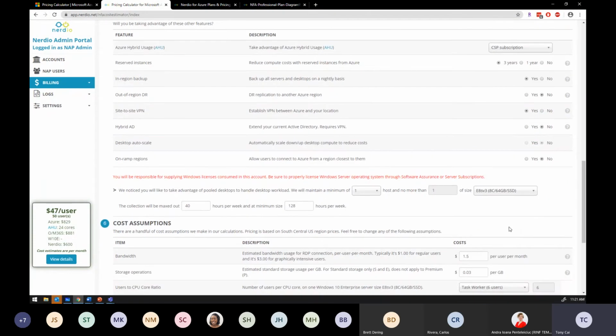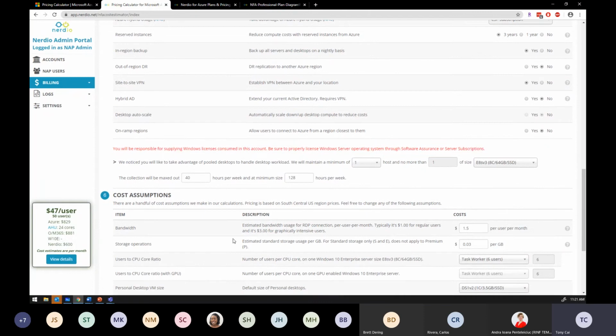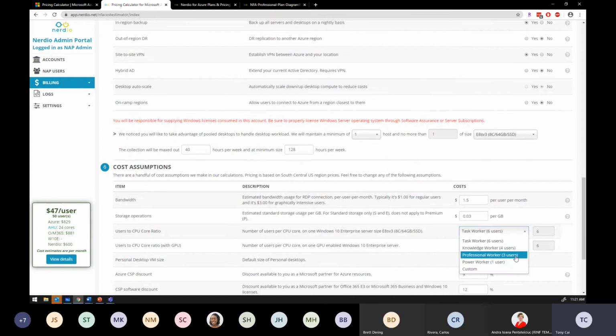So can 50 users fit in one 8-core 64 gig machine? Probably not, right? So what we're going to do down here is adjust this user to core ratio option, and we'll use Microsoft's recommendation of maybe professional worker or perhaps even a custom worker, which is 2 users per vCPU core. So that's how Nerdio helps you estimate the size of your session host based on this user to core ratio function here, right? So once I switch this from task worker to 2 users per vCPU core ratio, you'll notice that this number changed from 1 to 3, right?